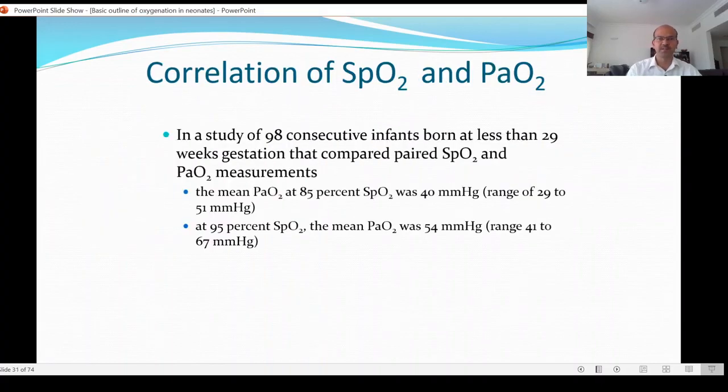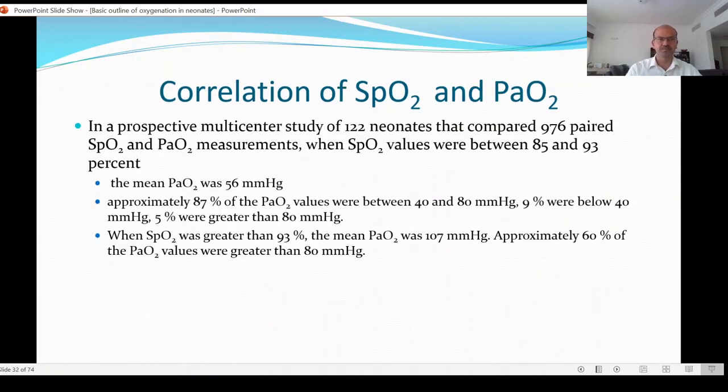So how does the saturation correlate with the partial pressure of oxygen? So we have many studies which have looked at this. In a study of 98 consecutive infants born at less than 29 weeks that compared the paired saturation and PaO2, the mean partial pressure of oxygen at 85% saturation was 40 with a range of 29 to 51. And at 95% saturation, the mean PaO2 was 54 with a range from 41 to 67.